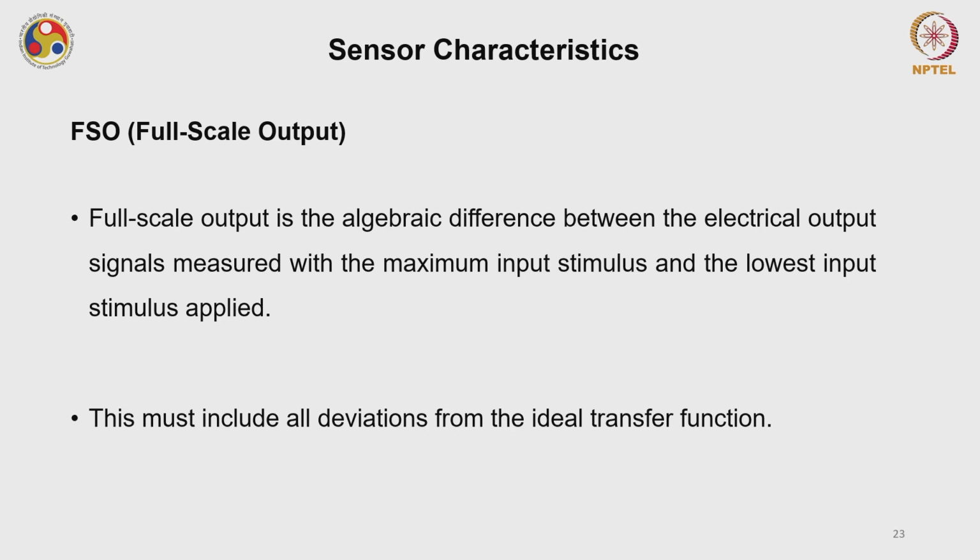We have another characteristic of the sensor, which is full scale output, FSO. Full scale output is the algebraic difference between the electrical output signals measured with the maximum input stimulus and the lowest input stimulus applied. So this must include all deviation from the ideal transfer function.